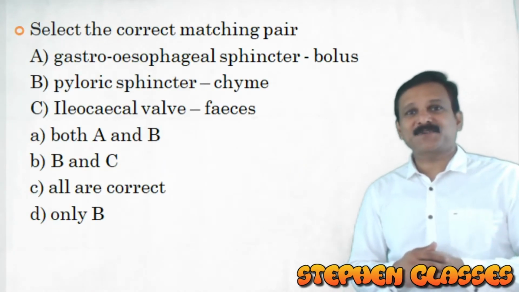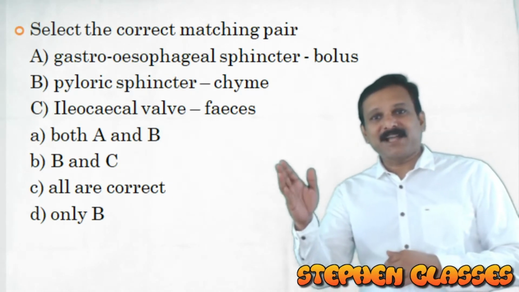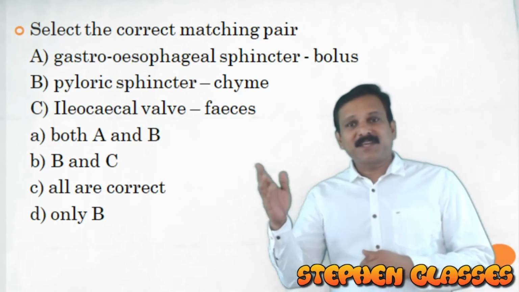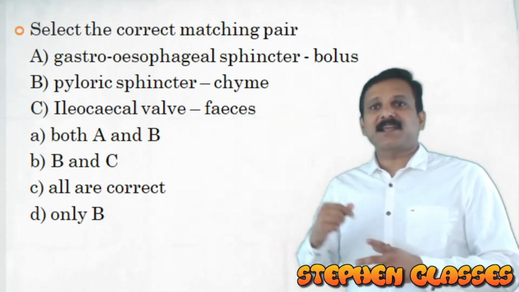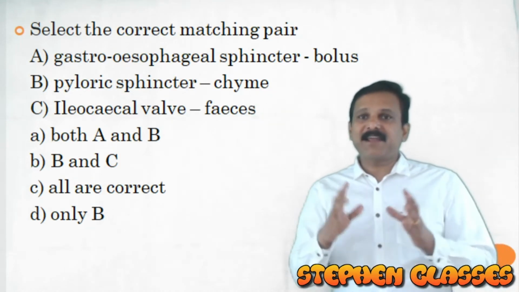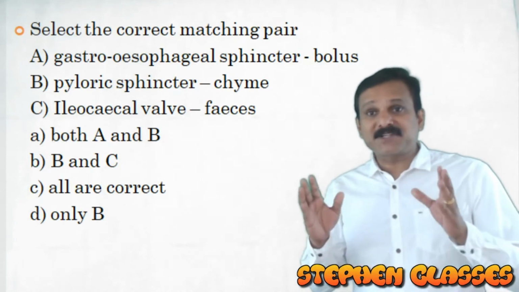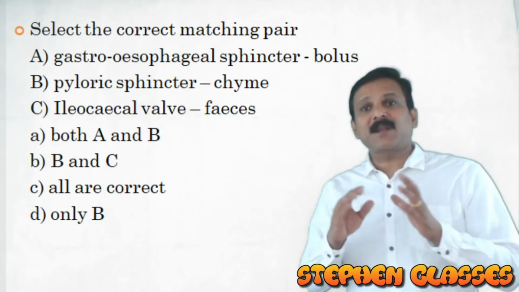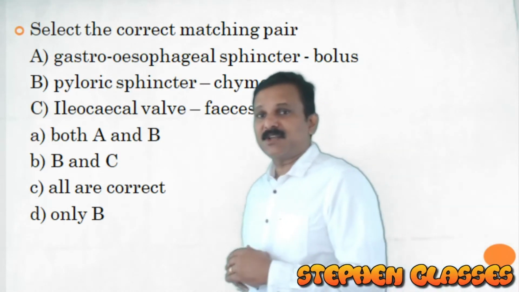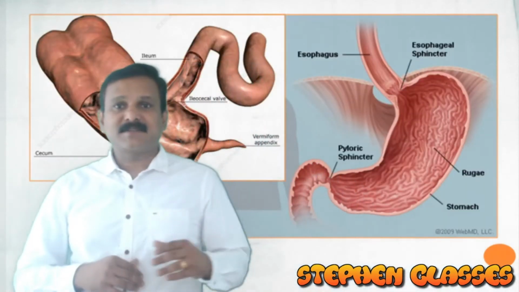Here comes our first question. Select the correct matching pair. So here in this question you can see the different sphincters are given. The human alimentary canal is provided with a set of sphincters. What are sphincters? Sphincters are circular muscles. In this picture you can see some sphincters.